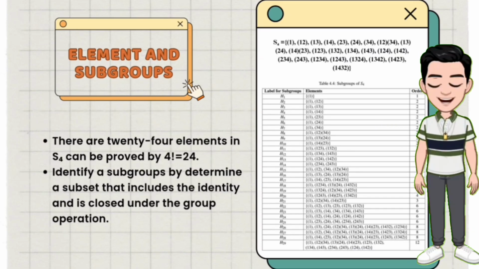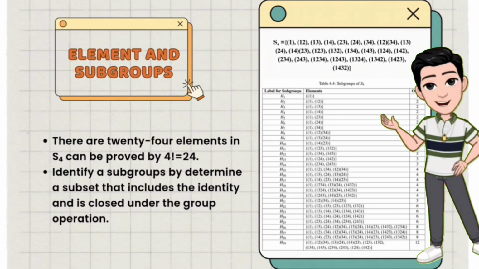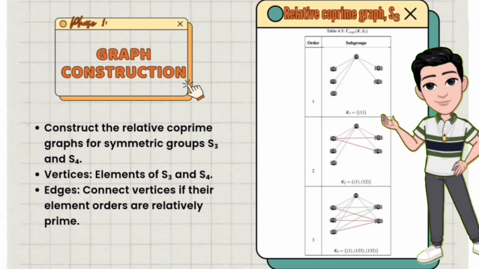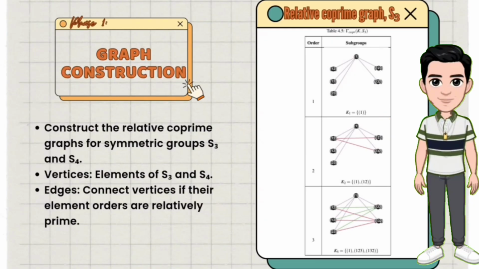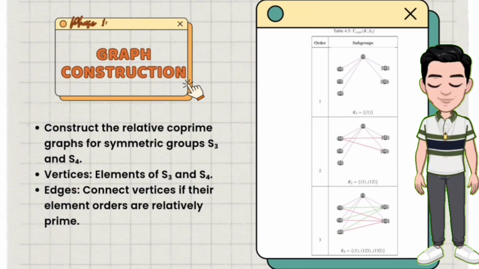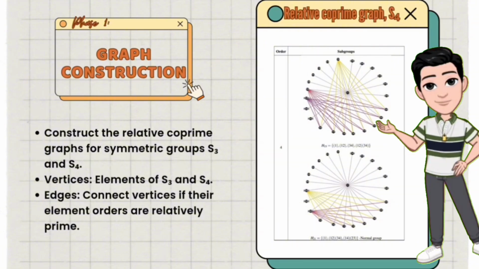And we can identify both subgroups by determining a subset that includes the identity and is closed under the group operation. For phase 1, we construct the relative Coprime graph for symmetric groups S3 and S4, where the vertices are the elements of S3 and S4, and the edges connect vertices if their element orders are relatively prime. So this is our relative Coprime graph for S3. This is our relative Coprime graph for S4.